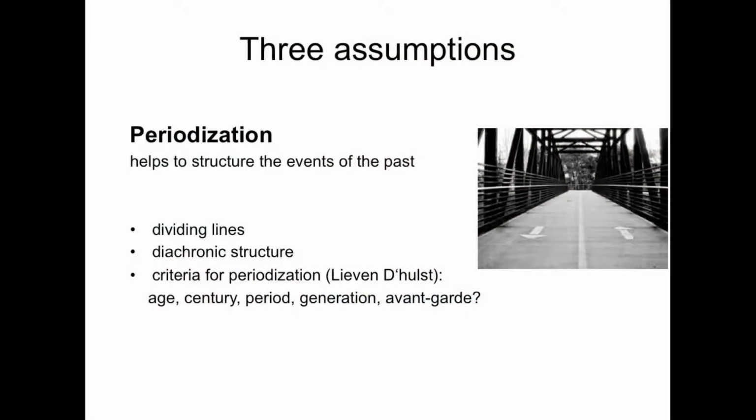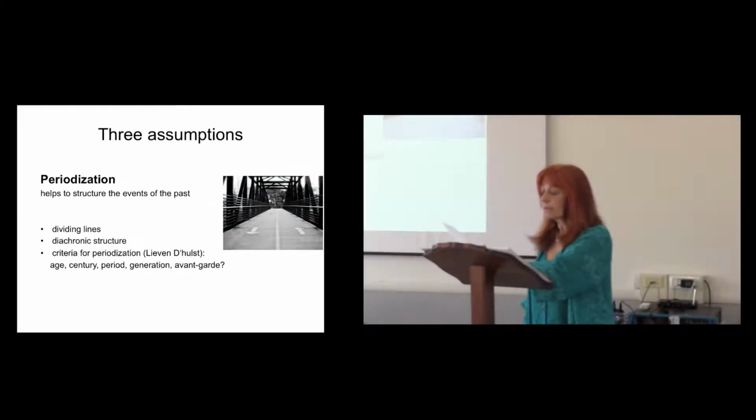So first, periodization. We come across periodization in books on the history of translation, which try to arrange translation events and translators across history along certain periods. In our own research, we very often need periodization to bring some order in the data we have retrieved from different sources. So periodization, without doubt, helps us to structure the events of the past and therefore also our historical mind map. The dividing lines are mostly those offered by the categories of space and time.